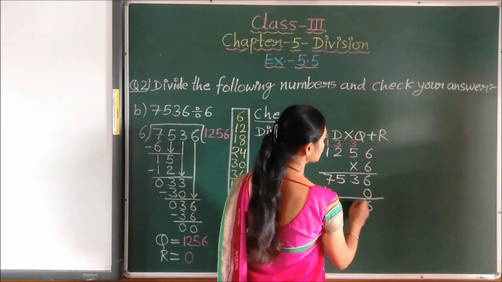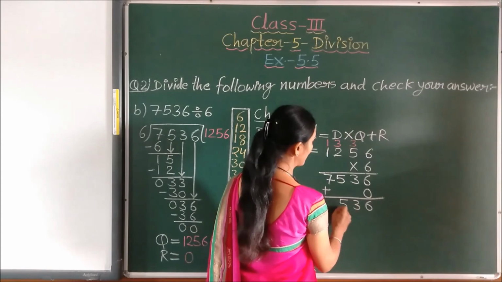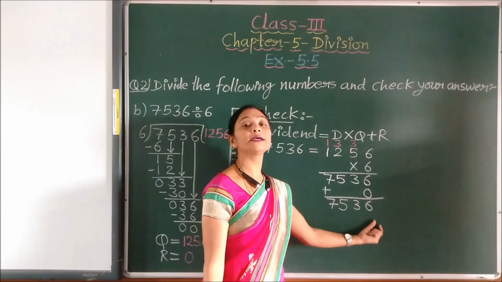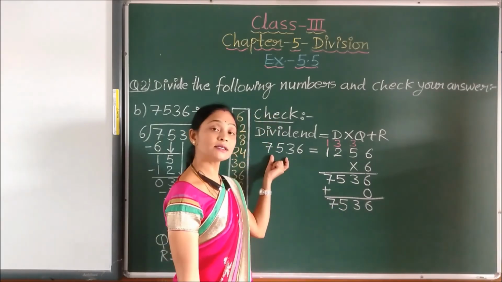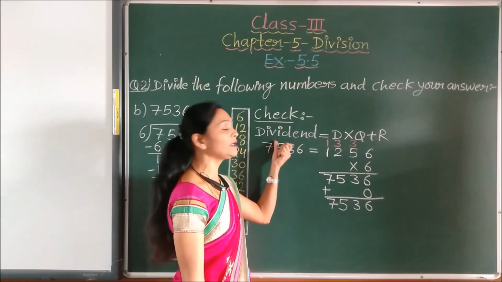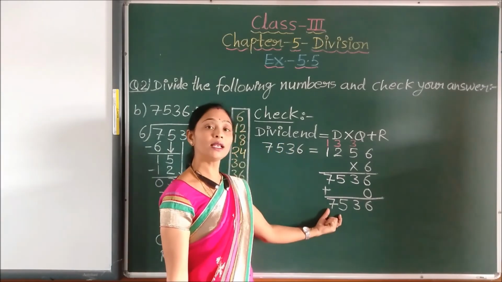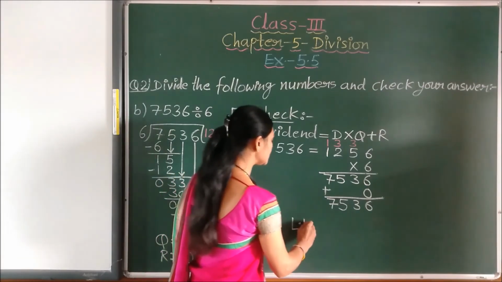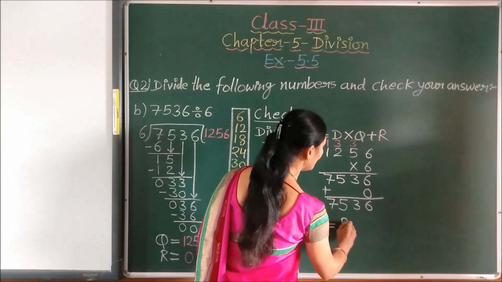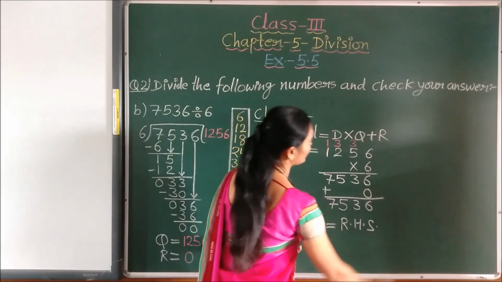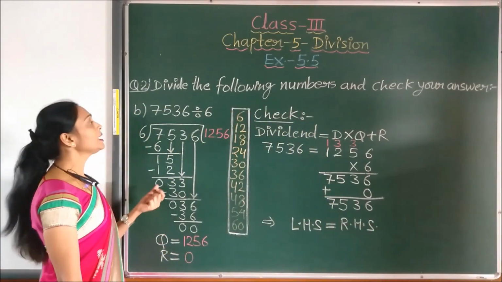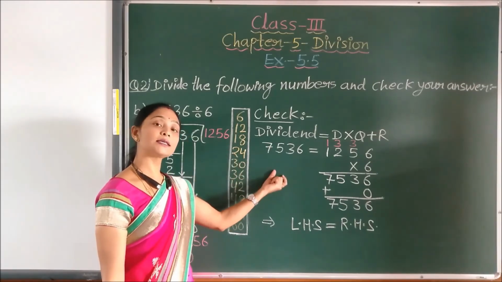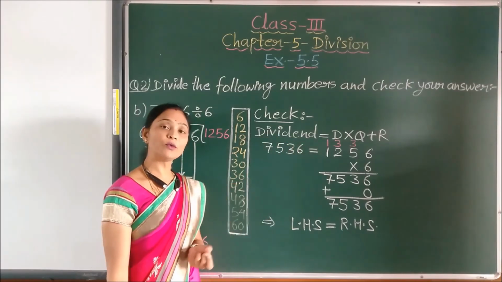So this is 6, this is 3, this is 5 and this is 7. How much did we get? 7,536. And here also it is 7,536. This dividend, both the sides are equal. It means our answer is correct. So we may write left hand side is equal to right hand side. Yes. So this way you may divide any number and you may check your answer whether it is correct or not using this formula.